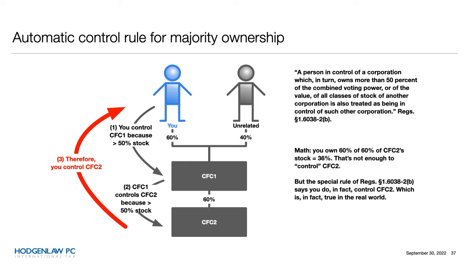And I've given you the citation to the regs over there on the right, and you note that this is an override of that simple math calculation, because if you do 60% times 60%, that equals 36%, and 36% is not greater than 50%, so according to simple math, you would not control it, but because this regulation exists, you do control subsidiary, CFC2 in the picture.